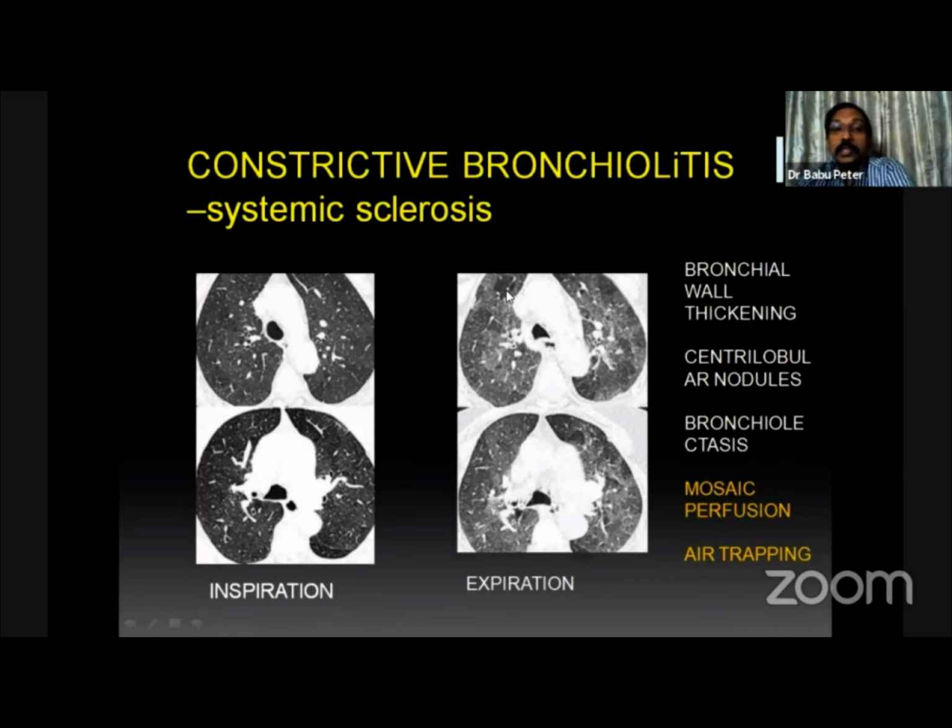In patients with systemic sclerosis, constrictive bronchiolitis can occur. And in these patients, again, expiratory HRCT is helpful. Whenever inhomogeneous lung attenuation or mosaic attenuation is seen in patients who come for evaluation, then we have to do an expiratory HRCT. In expiratory HRCT, we look at the expiratory air trapping, and this reflects a constrictive bronchiolitis in a patient with systemic sclerosis.